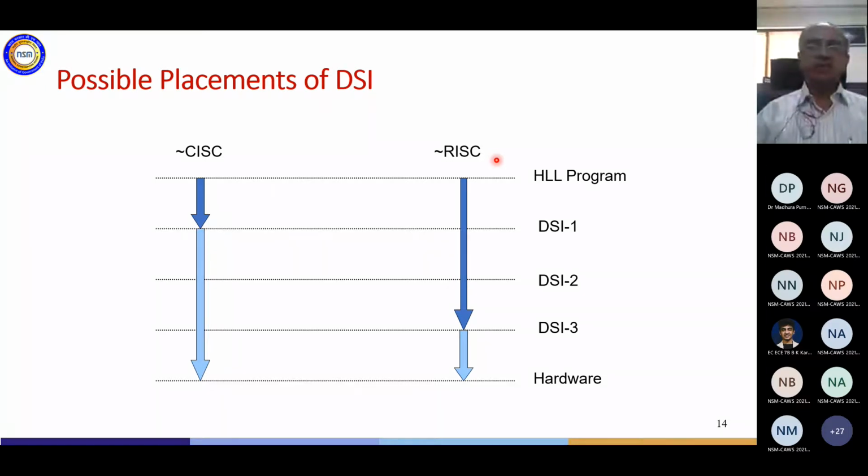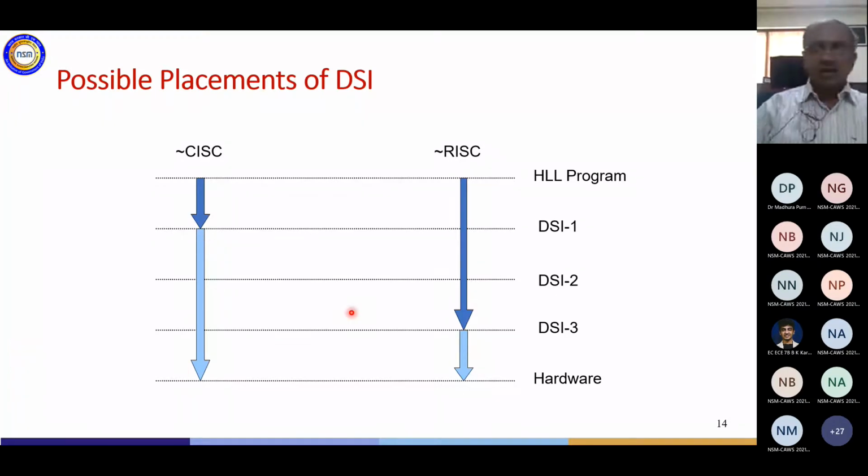So when such a thing happens, this dark blue arrow becomes long. That means work of the compiler is complex. Work of the hardware that it does is simple. Reverse of this happens in case of CISC. The job of the compiler is simple, whereas the job of the hardware is complex.